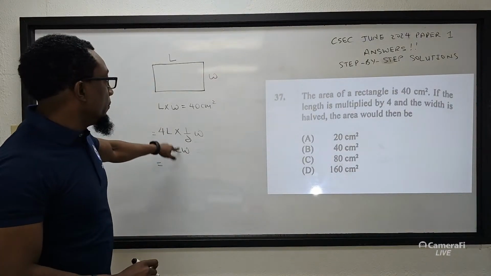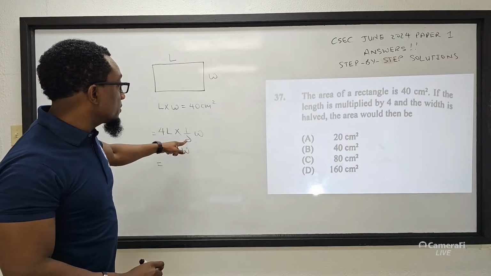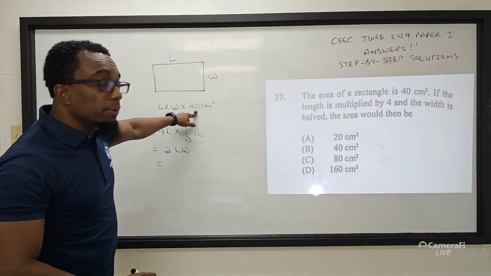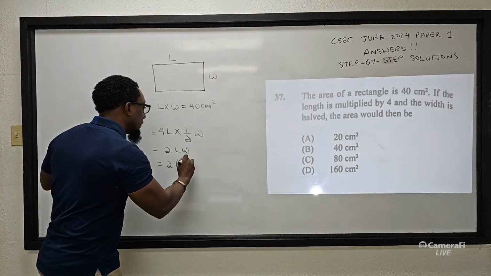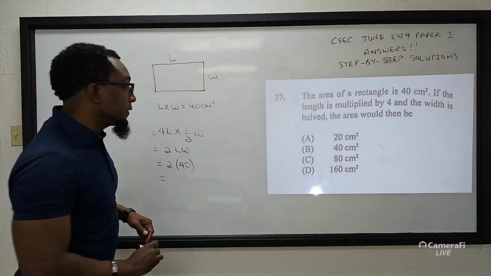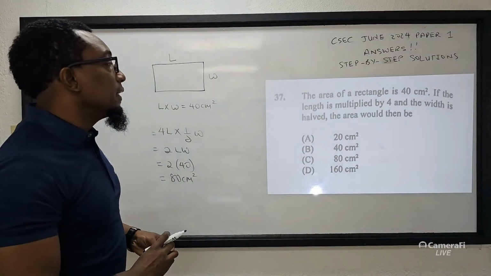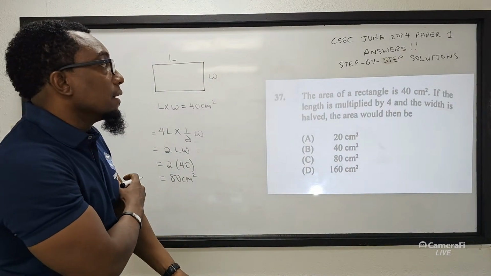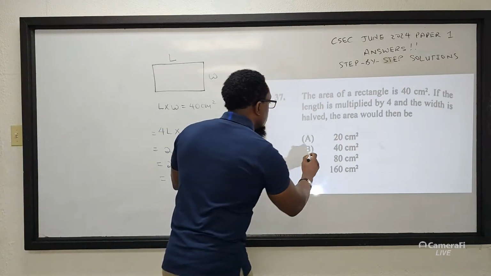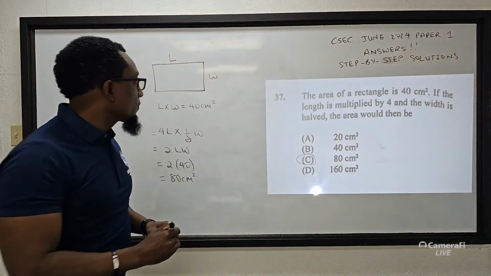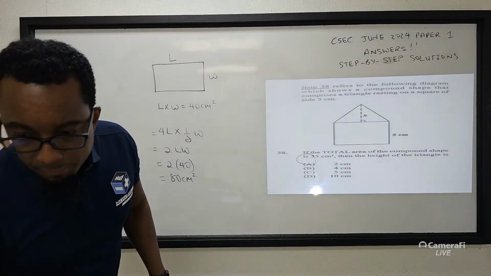Now we know length by width is equal to 40. So all I'm going to do is replace this L by W with 40 centimeters squared. So this will be 2 times 40, which gives me 80 centimeters squared. So the area of this rectangle when the length is multiplied by 4 and the width is half will be 80 cm squared. Right, so 37, C. Let's look at 38.